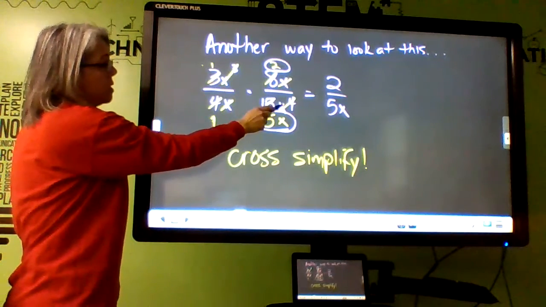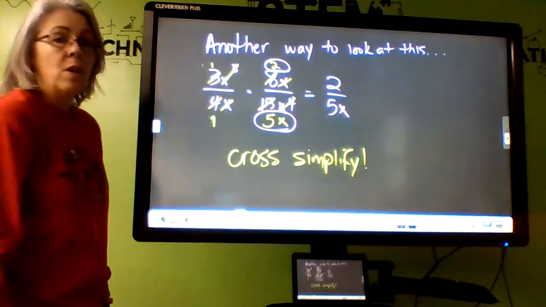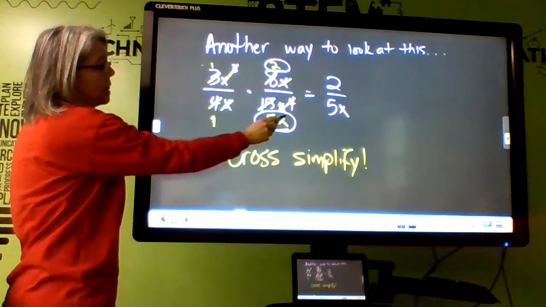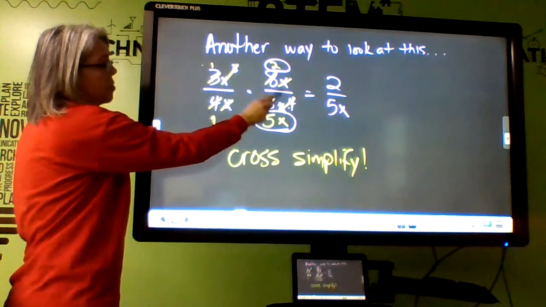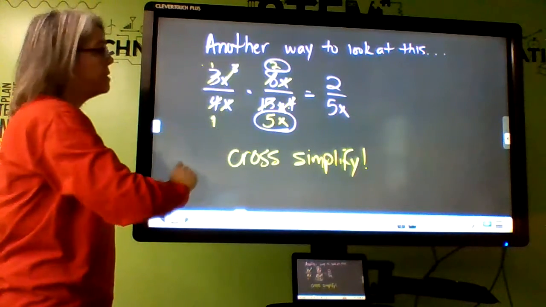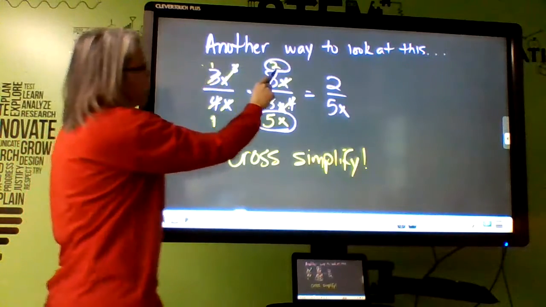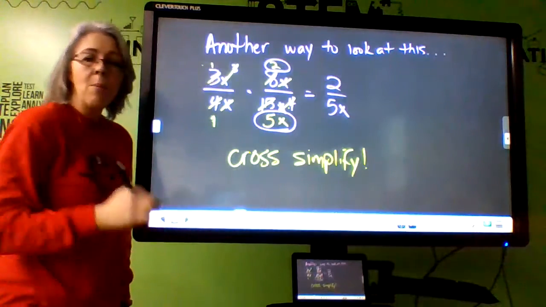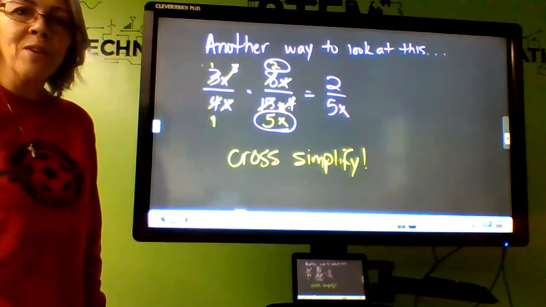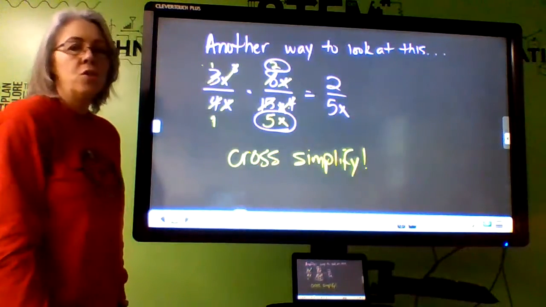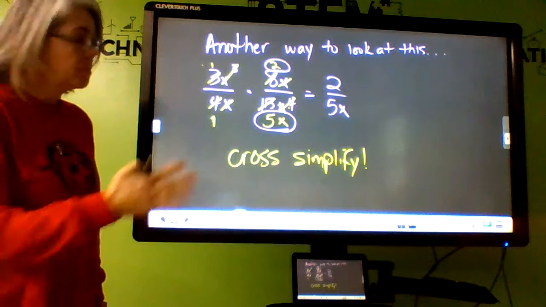Then we can also do that with the variables. We're cross-simplifying that, leaving 1x, because this is a 3, this is a 4, there's 1x left here, and those just cancel out. And so automatically, before we had to do any of that multiplication and get the big numbers like 24 and 60, we could have just cross-simplified to get 2 over 5x.